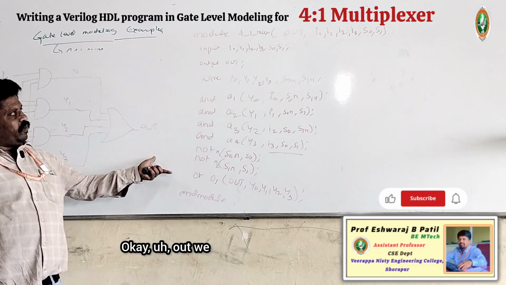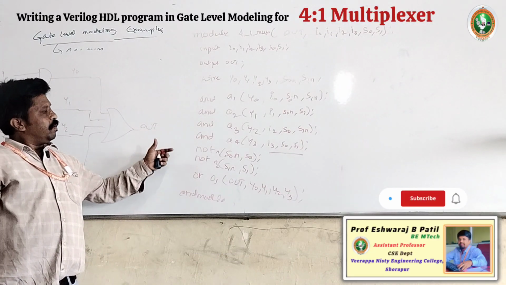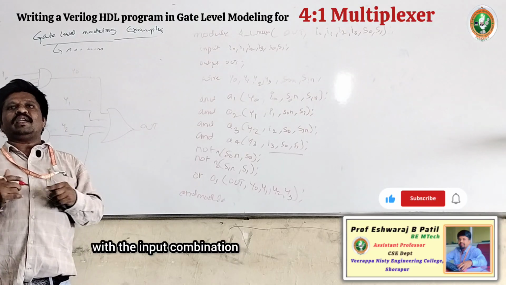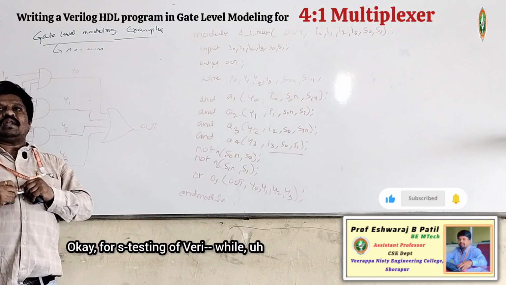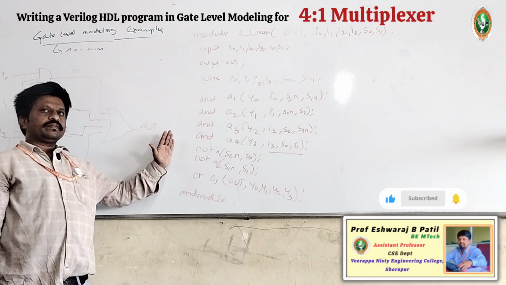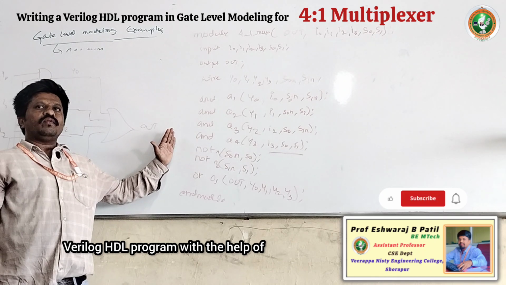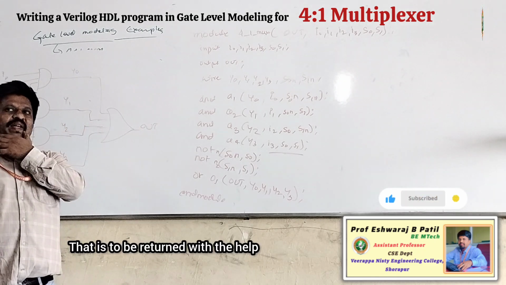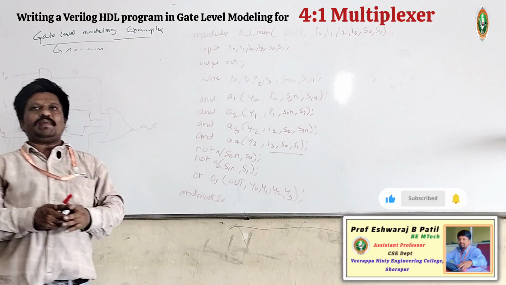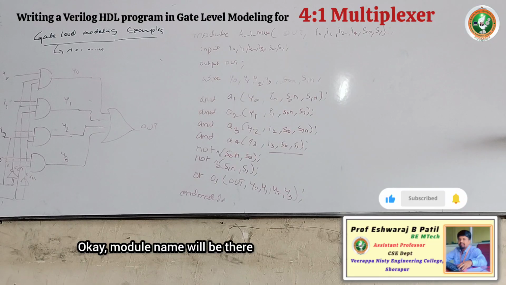We have written the program for the 4:1 MUX in Verilog HDL. But I have to check whether this written program is working properly or not, for the input combinations. For verifying my Verilog HDL program, the input combinations are written with the help of a test bench. A test bench always starts with no input ports, and the module name will be there.